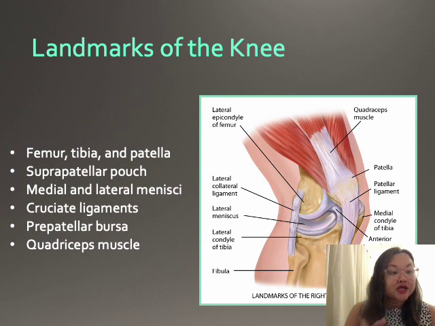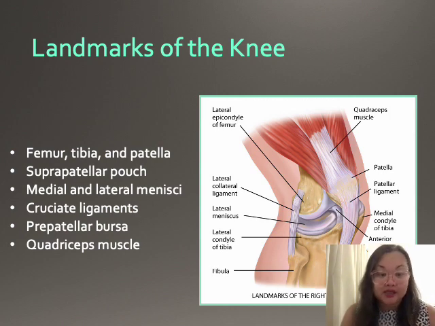Now, the two ligaments that stabilize the knee, or actually I should say the two sets of ligaments, are the cruciate and the collateral.